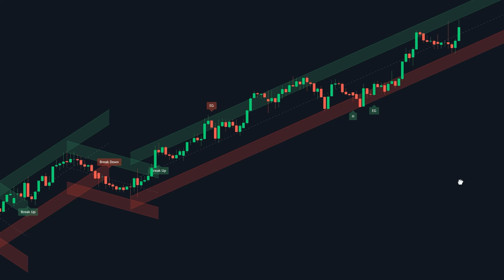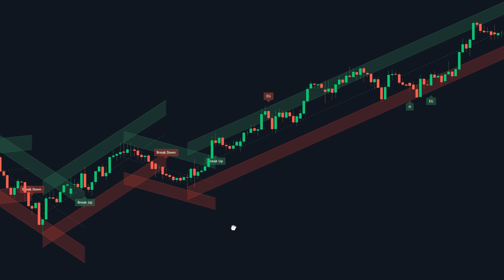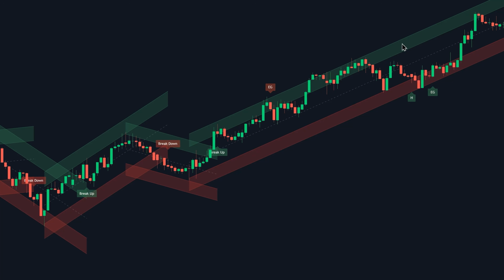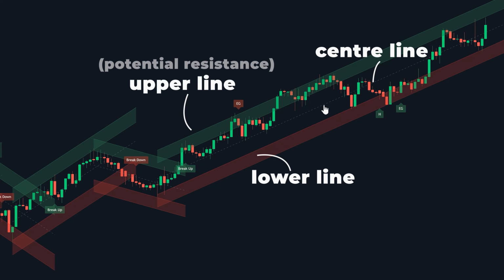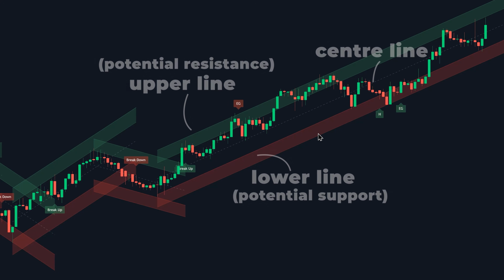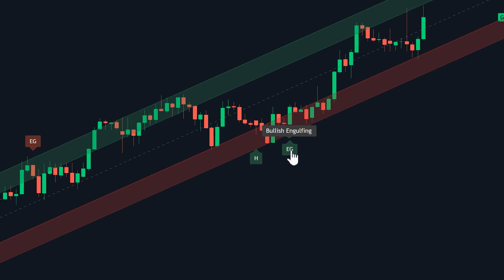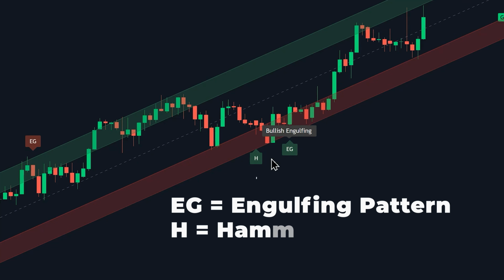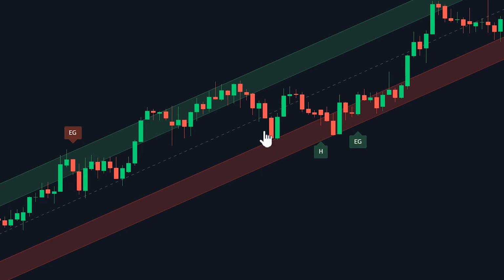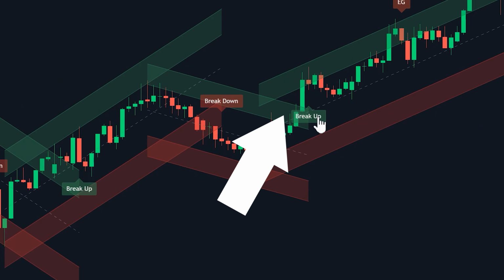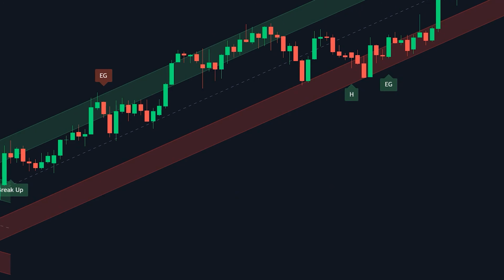Now let's look at what you actually see on the screen. You'll notice these channels drawn automatically. Usually, there's an upper line, a lower line, and sometimes a center line. Think of the upper line as potential resistance and the lower line as potential support. The really neat thing is these little labels that pop up, like maybe EG for an engulfing pattern or H for a hammer. These patterns only show up if the price is pushing against the upper or lower boundary of the channel, acting as extra confirmation. And you'll also see breakup or breakdown labels if the price actually breaks completely out of the channel structure.